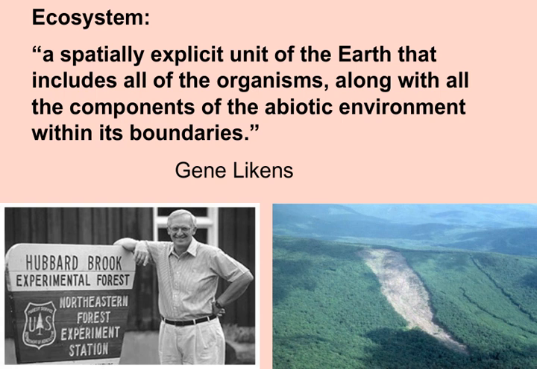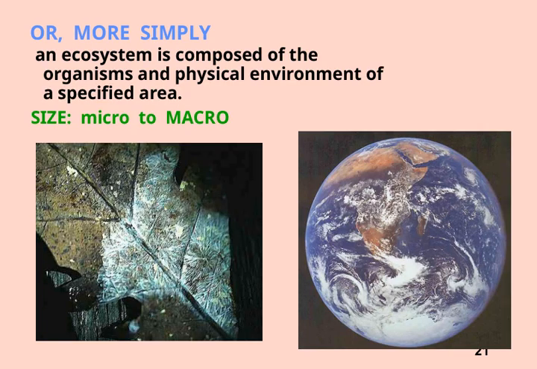And as Gene Likens emphasizes, recognizing these units helps us appreciate the delicate balance and the importance of protecting these integrated systems on our planet. Or, more simply, an ecosystem is made up of all the living organisms and the physical environment in a specific area. When we talk about ecosystems, it's helpful to think about the different sizes they can be, ranging from very small, like a pond, to enormous, like a forest or even the entire planet.